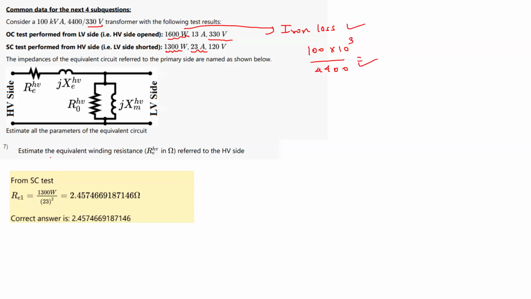Now we have to determine the equivalent winding resistance Re. And remember, this equivalent circuit is referred to the HV side. HV side means 4.4 kV side. So they have referred it on the high voltage side. That is why they have written the superscript HV on all the parameters. Now we have to determine this Re HV. How to determine this Re HV, I have discussed here.